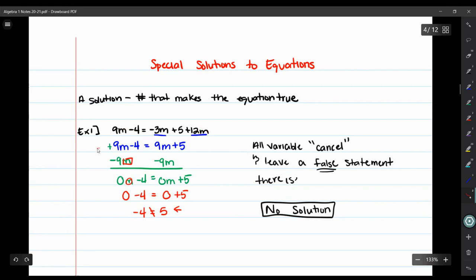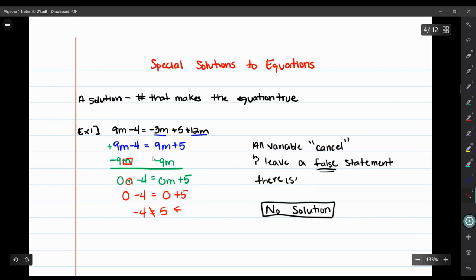And let's use this blue equation to prove a point. What if I make m equal to 2? 9 times 2 is 18. 18 minus 4 makes 14. Now let's do it on the right. 9 times 2 makes 18, but 18 plus 5 makes 23. 14 does not equal 23.